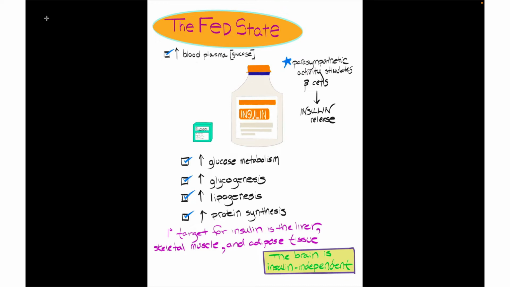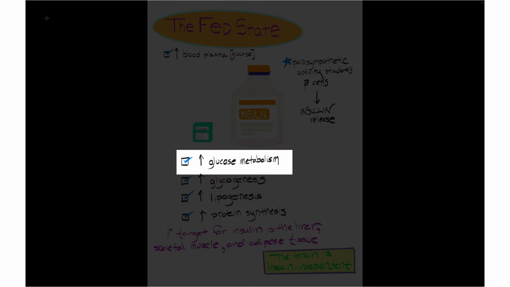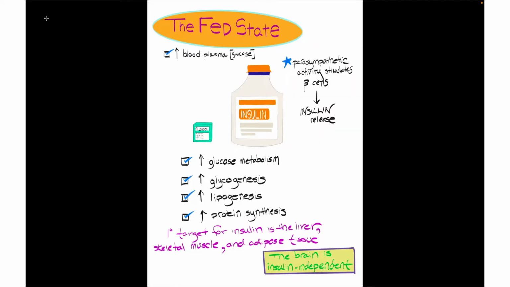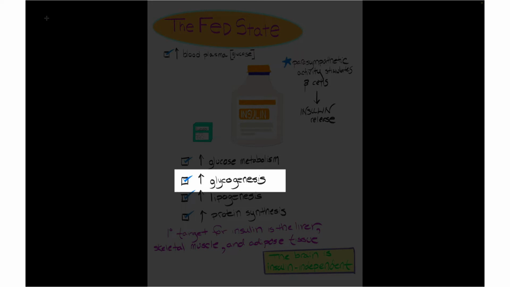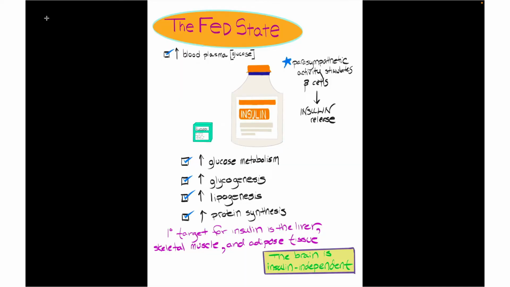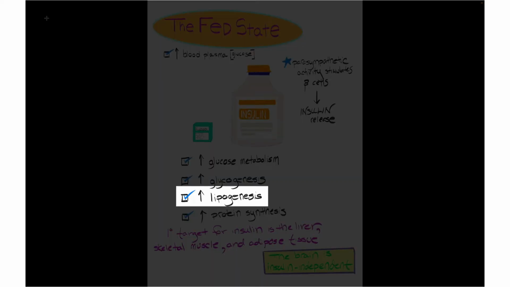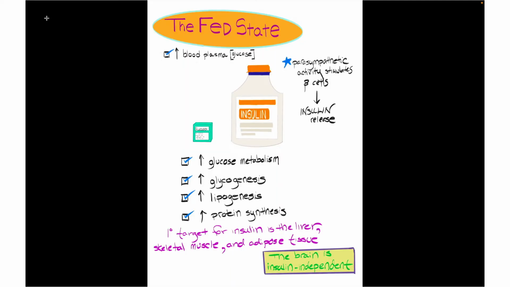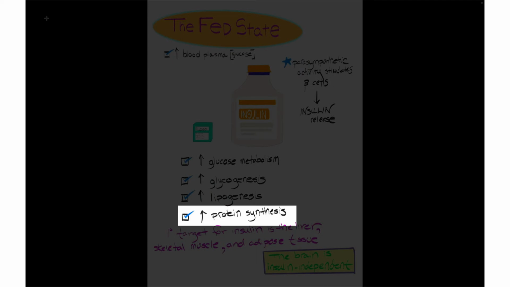It's also going to facilitate or increase glucose metabolism. It will stimulate glycogenesis, that is the formation of glycogen. Glycogen is the storage form of glucose. It is a molecule made up of monomeric subunits known as glucose in this case. Insulin is also going to facilitate lipogenesis, the formation of lipids like triglycerides, and it will also stimulate the process of protein synthesis.